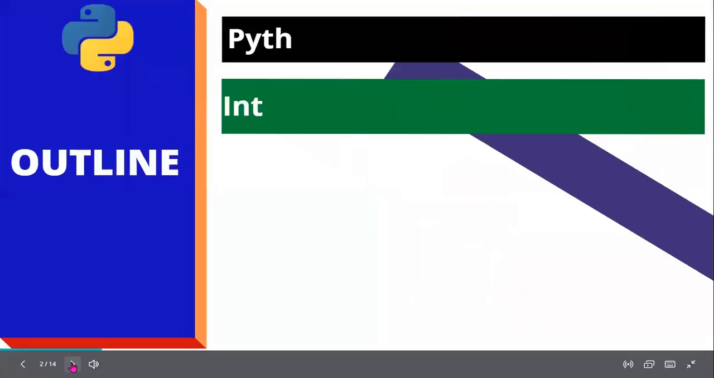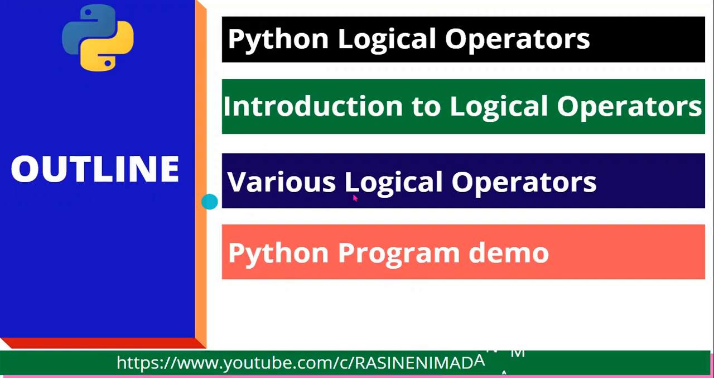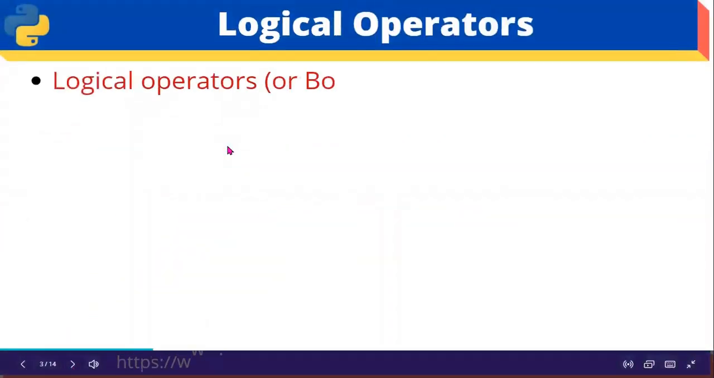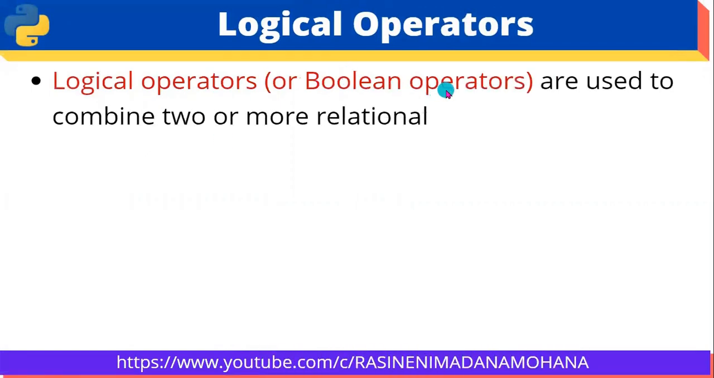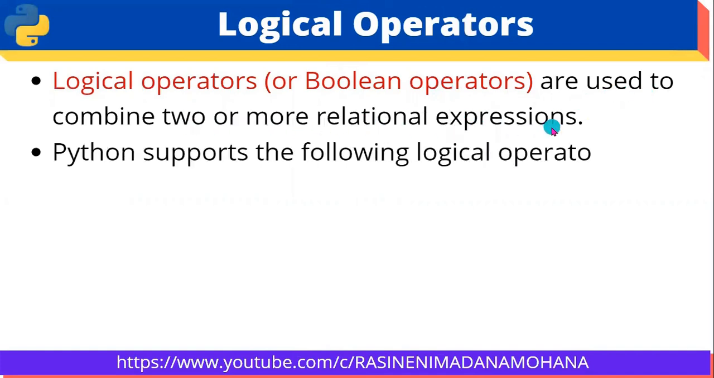Coming to the outline. First we will see an introduction to logical operators, then what the various logical operators are, and finally a Python program demo. Logical operators. What is the purpose of logical operators? Logical operators, also called Boolean operators, are used to combine two or more relational expressions. The examples from relational operators can be combined using logical or Boolean operators.